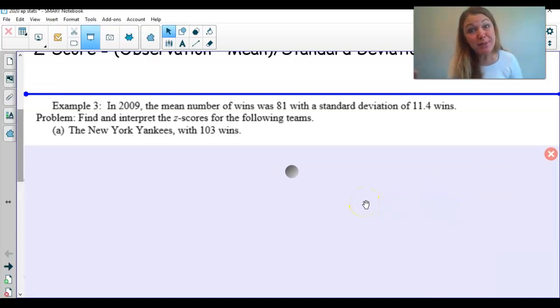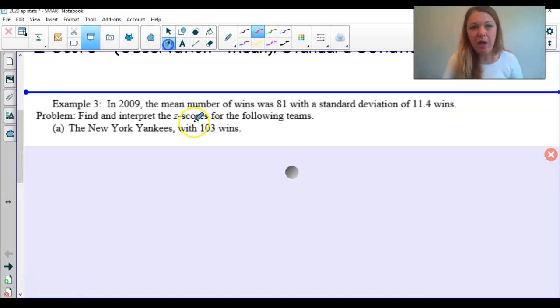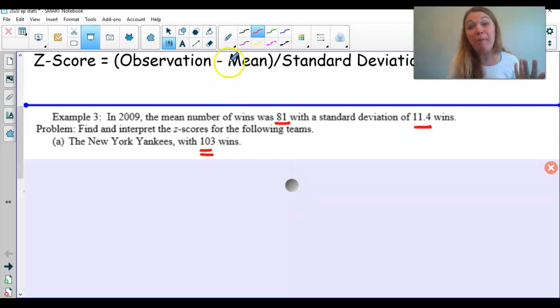So we want to find their Z-score. Let's do that now. Okay, so the 103 right here, that is our observation. That is what is happening to the New York Yankees. Okay, so the mean we know is right here, 81, and the standard deviation is 11.4. Now, I forgot to tell you one thing. There's an acronym that I like to use to remember the Z-score formula, and that is ZOMS. And you'll hear me talk about ZOMS a lot.